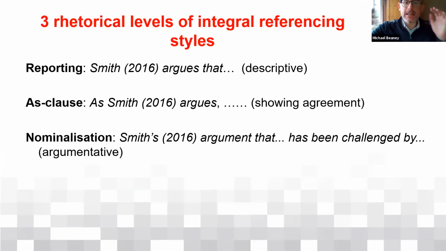So there are three different rhetorical levels of integral referencing styles: reporting structure, which is quite descriptive; an as clause, which shows agreement; and nominalization, which is argumentative. An integral approach to referencing can allow a much more critical, much more argumentative approach to academic writing rather than a non-integral style.